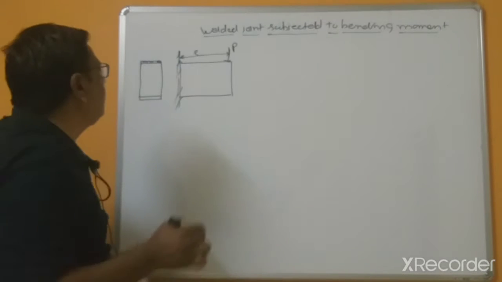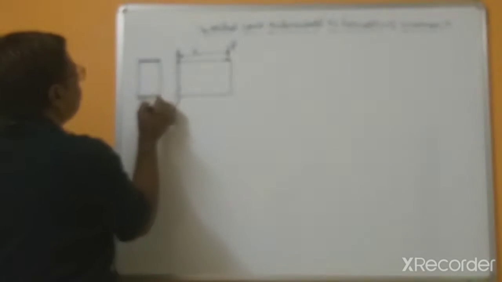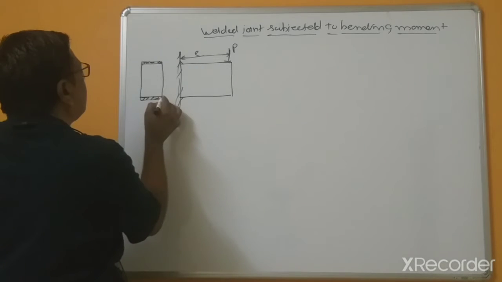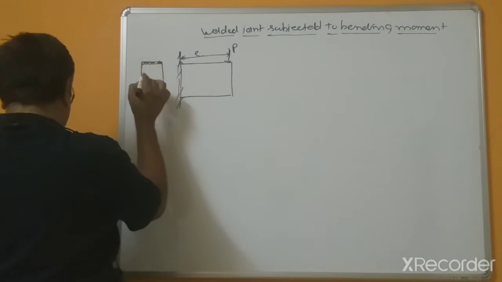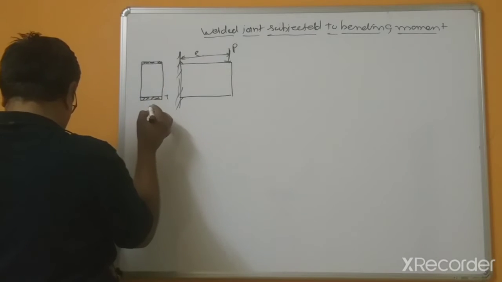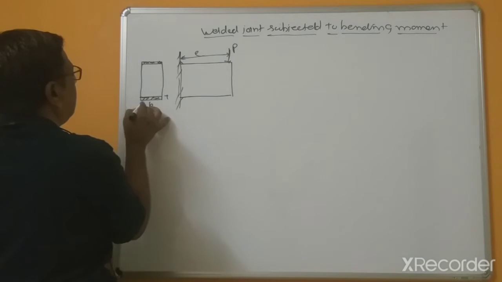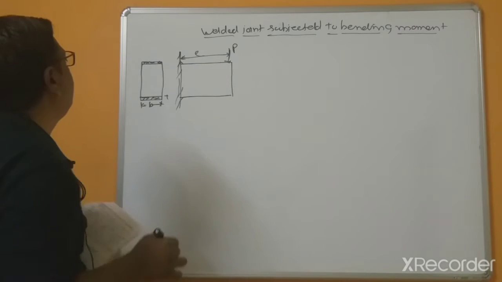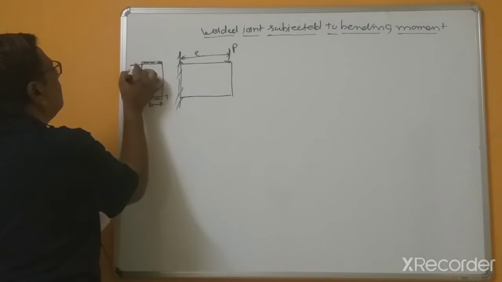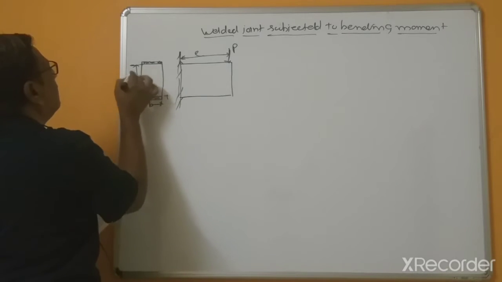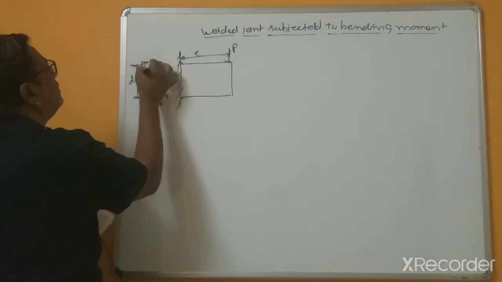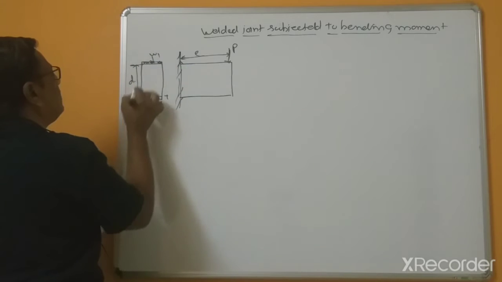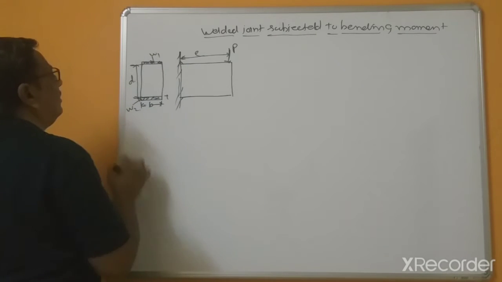On this bracket, on both sides, having a width equal to T, and length equal to, suppose this is B. B is the length of the weld, and this is D. Suppose this is the first weld and this is the second weld, W2.